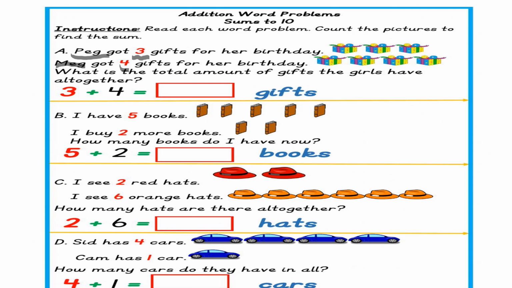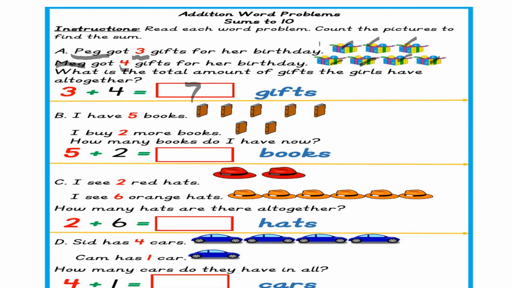अब दोनों गर्ल्स के पास टोटल नंबर ऑफ गिफ्ट्स कितने हो गए, राइट? So here Peg got 3 gifts and Meg got 4 gifts, right? So the total number of पूरे के पूरे गिफ्ट्स कितने हैं? So 3 plus 4, 1, 2, 3, 4, 5, 6, 7, right? So 3 plus 4, 7. Understand? Now let's move on to the next question.